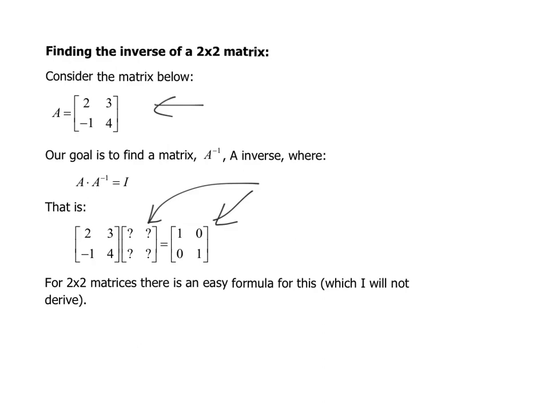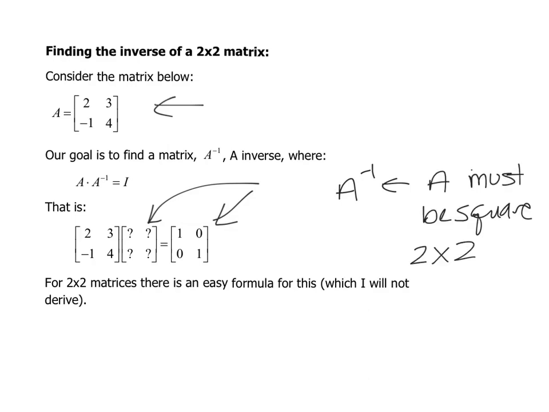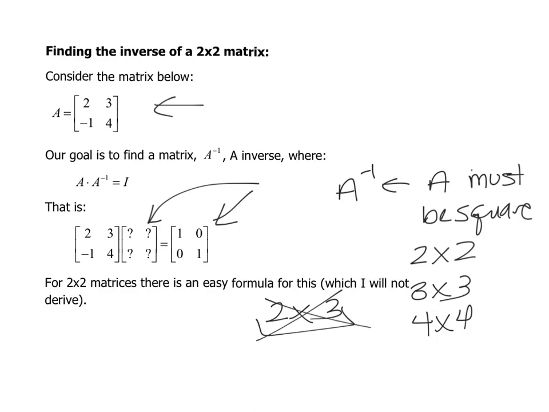The bigger it gets, the harder it becomes, and so we use technology if it's anything besides a 2 by 2 matrix. Also, one thing to note is that we are only going to be able to find inverse matrices if A is square. For instance, A has to be like a 2 by 2 or a 3 by 3 or a 4 by 4. If A is a 2 by 3, this is not a square matrix, so I won't be able to find the inverse.